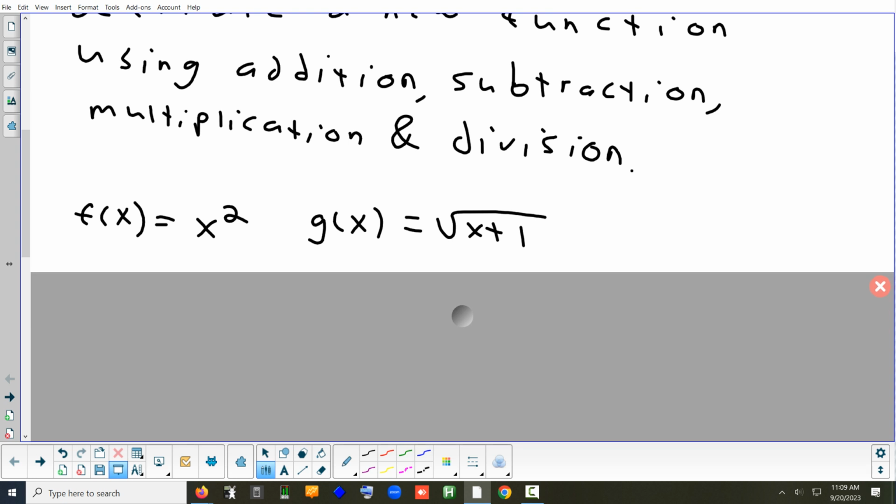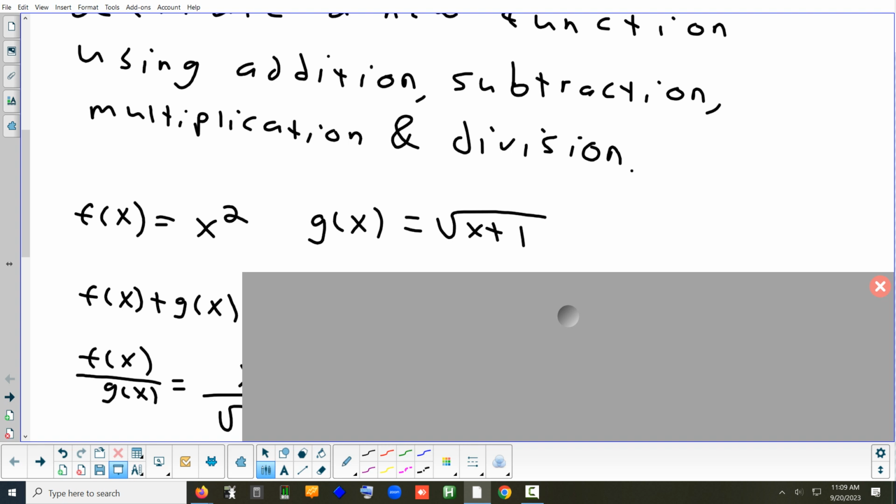Okay, so here's two functions. And let's combine them together a few different ways. And let's start by adding them. First of all, are f of x and g of x like terms? What do you think? Yeah? Yes, because they basically mean y equals something.